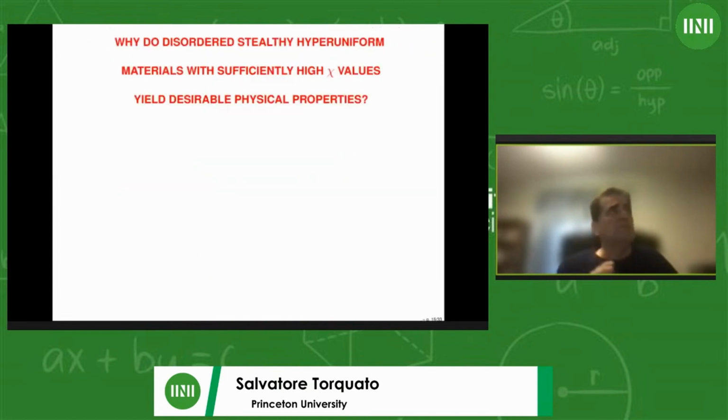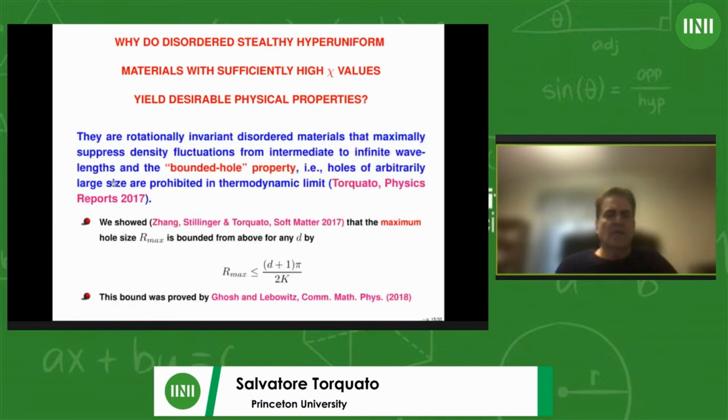Okay, so why do these disordered patterns, stealthy patterns with sufficiently high chi values, yield desirable physical properties? Well, first of all, they're rotationally invariant disordered materials that, as I said, are kind of hybrid states between liquids and crystals that maximally suppress density fluctuations from intermediate to infinite wavelengths. And they have this bounded hole property that I have not said anything about so far. You cannot have arbitrarily large holes.